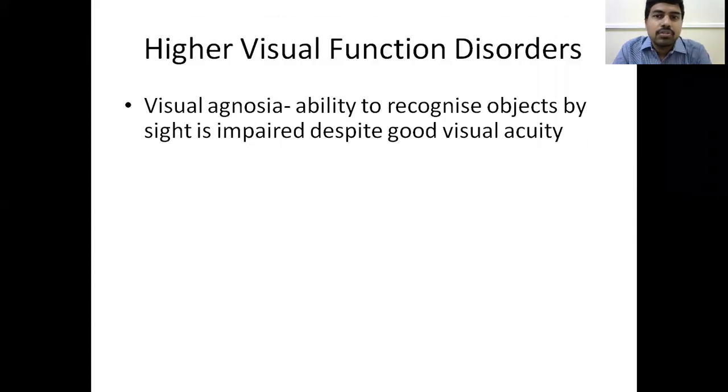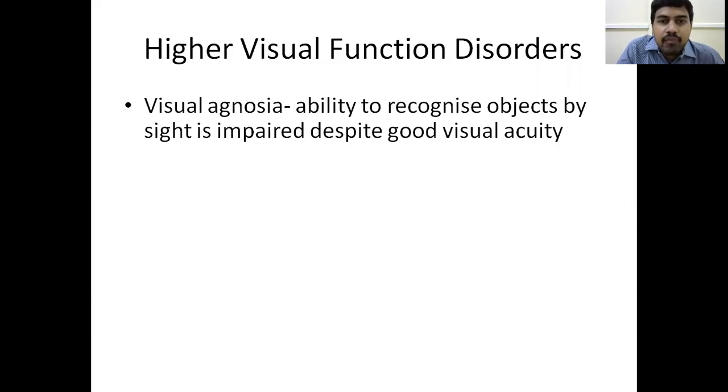And higher visual function disorders. These are just for completion's sake. So visual agnosia: the ability to recognize objects by sight is impaired. The patient has visual acuity. His vision is good. He's able to walk and all, but he's unable to recognize an object. He doesn't say that this is a laptop.